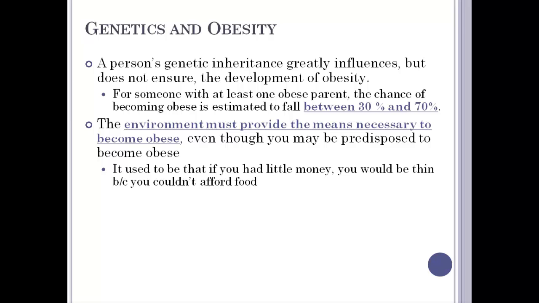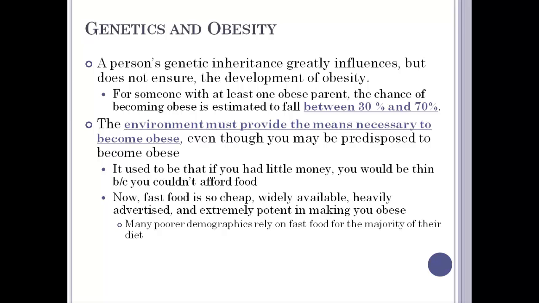It used to be that if you had little money, you would be more likely to be thin because you couldn't afford food. That's what American society used to be. But today, the environment is so different. Now fast food is very cheap, widely available, heavily advertised, and extremely potent in making you obese. Many poorer demographics rely on fast food for the majority of their diet. Remember, environment has a huge influence on what you eat, and it certainly has a huge influence on obesity. It is officially a very important health epidemic.